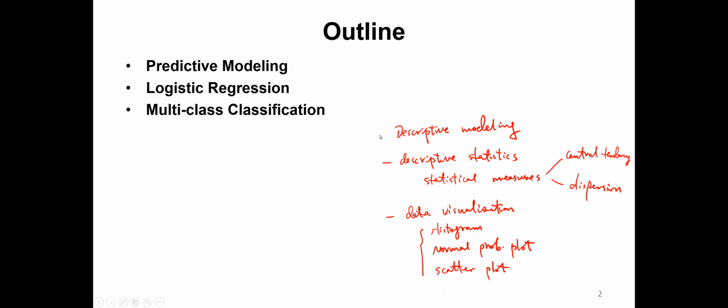So as we can see here, in descriptive modeling, we can derive descriptive statistics. That means the summary statistics from the data, including different kinds of statistical measures, central tendency, dispersion. The other group of descriptive analysis is data visualization. You can do a histogram or normal probability plot to check whether the data follow normal distribution or not, or a scatter plot to check the relationship between two variables.